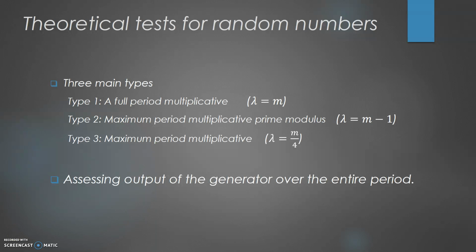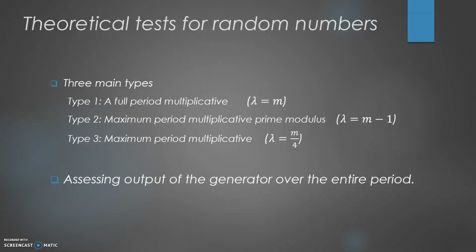So now we're going to look at the theoretical test for random numbers. We know that LCGs usually follow one of these 3 types, where type 1 is a full period multiplicative, where lambda is equal to M. Type 2 is the maximum period multiplicative prime modulus, where lambda is equal to M minus 1. And type 3 is the maximum period multiplicative, where lambda is equal to M over 4. Usually when you run these, you notice that the output of type 3 generators is basically identical to the corresponding output of a type 1 generator.